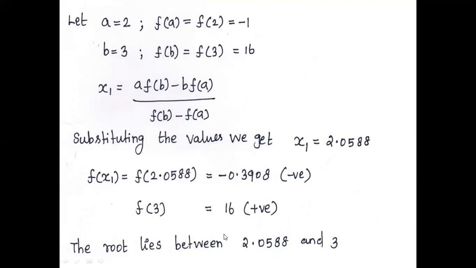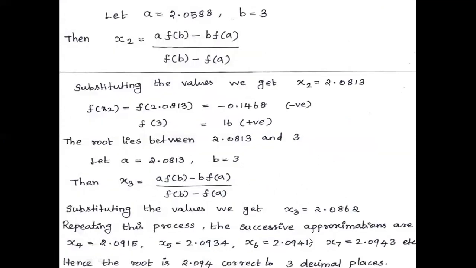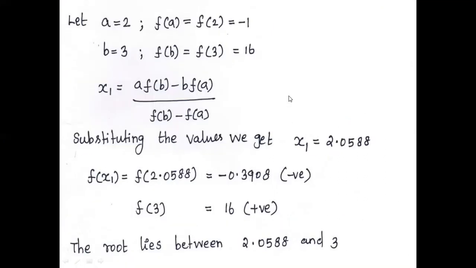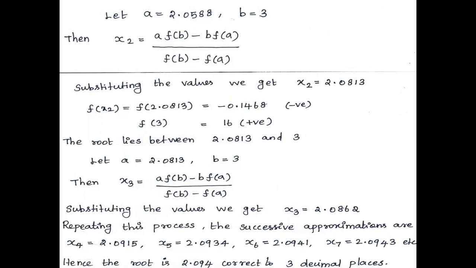Now the root lies between 2.0588 and 3. Now we have to consider a as 2.0588 and b value as 3. So a is equal to 2.0588 and b is equal to 3. We get x2 is equal to 2.0813. Now again there is a difference, 2.0588 and 2.0813, difference is there.